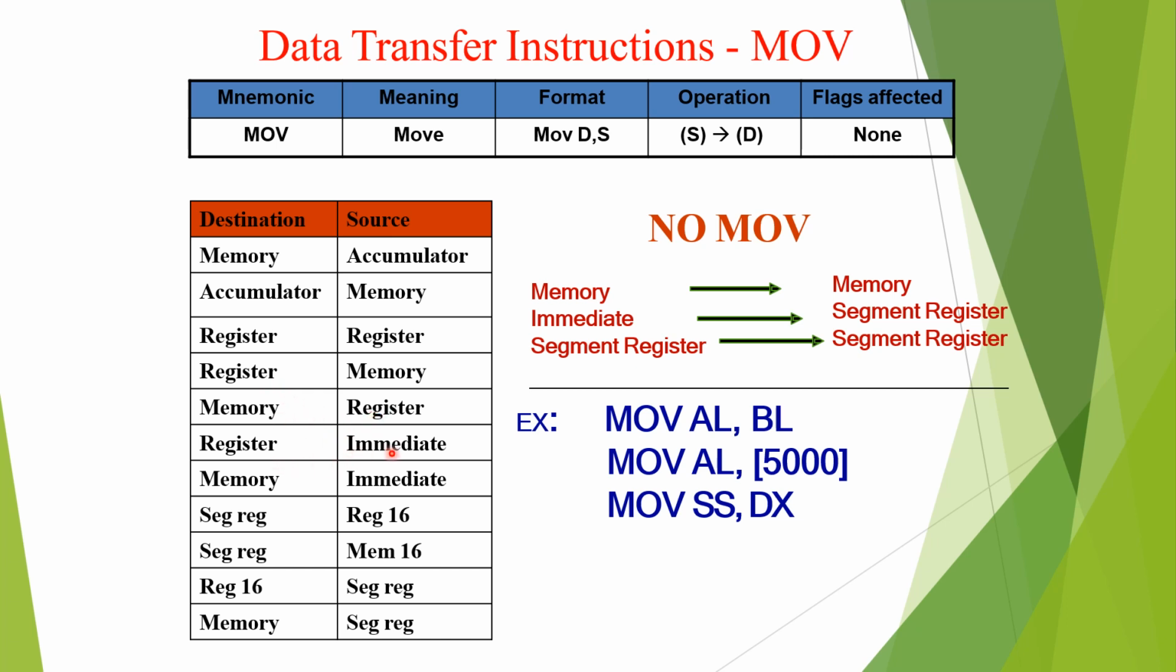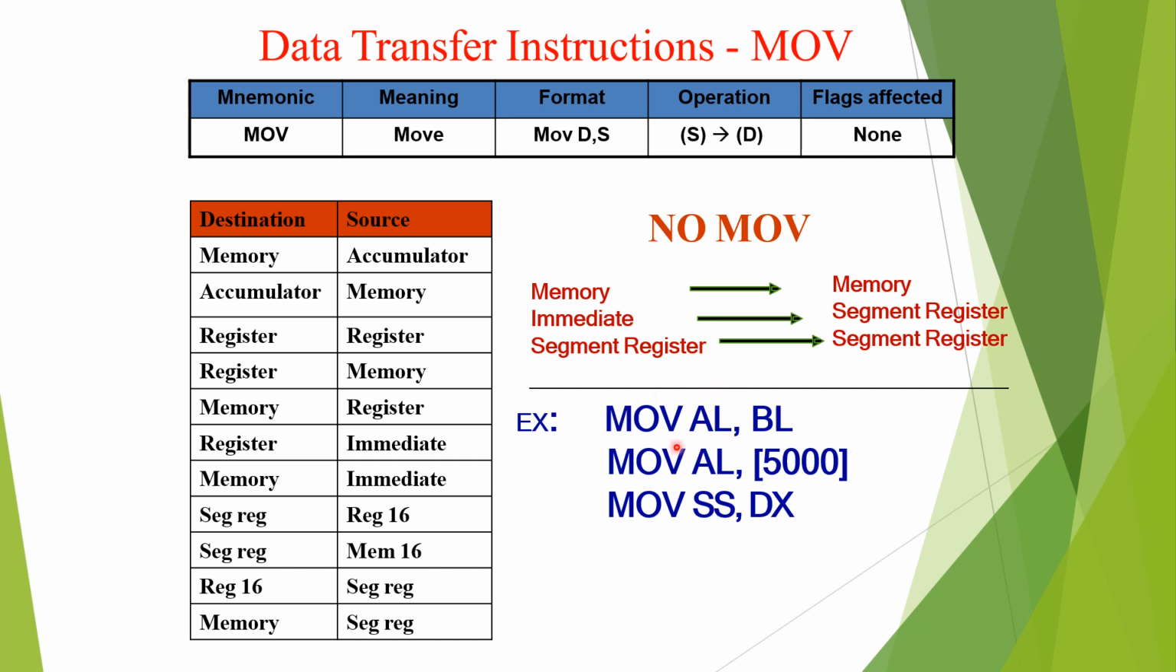You can also transfer immediate data to a register, and copy immediate data to memory. A 16-bit register to a segment register is also possible. The memory location to the segment register is also possible. Again, segment register to a 16-bit register is possible, and segment register to memory is also possible.